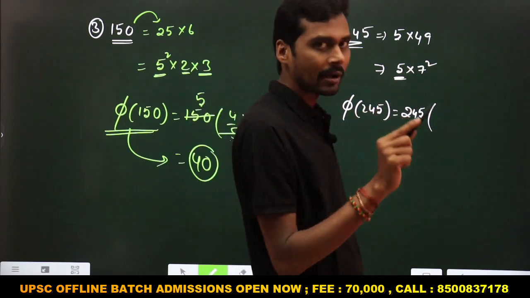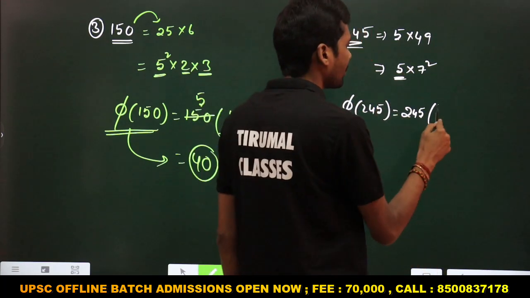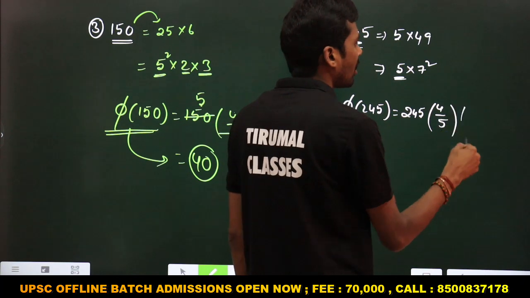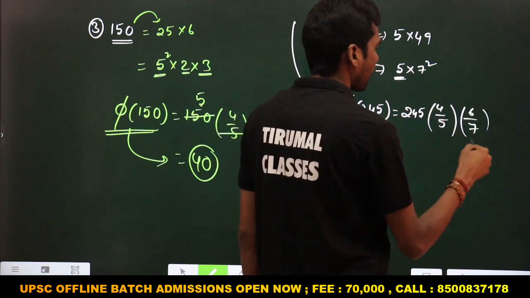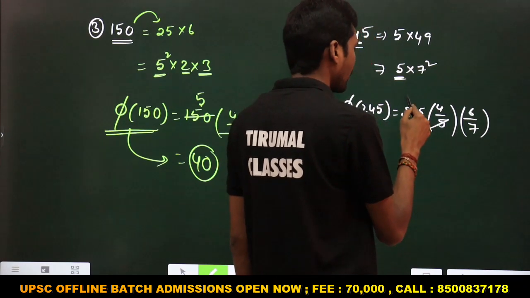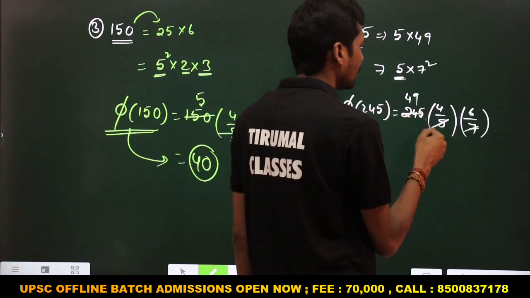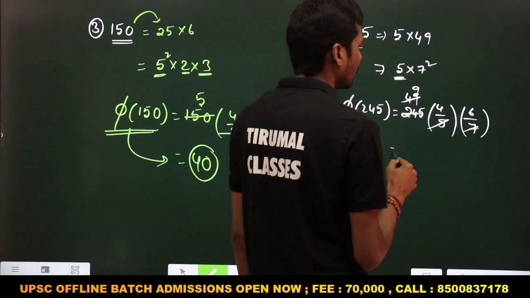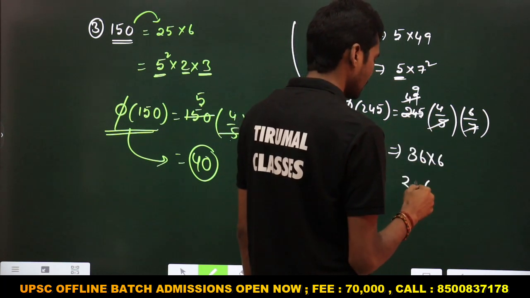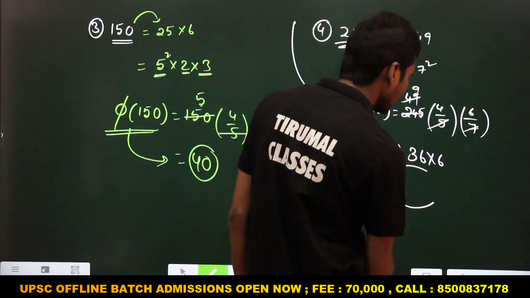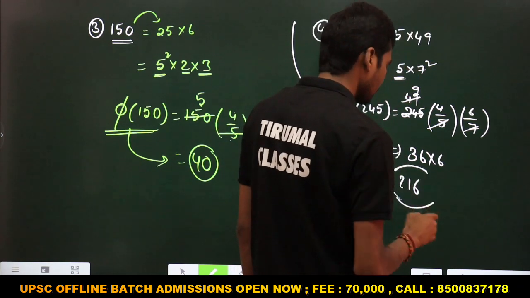Okay, so 1 minus 1 by the prime number. So 1 minus 1 by 5 is 4 by 5, and 1 minus 1 by 7, which is what? 6 by 7. So 5 into 4 into 5 into 9 and 7 into 7 cancel. Okay, so 9 4s are 36, into 6 is what? 216. So what is the final answer? The final answer is 216.